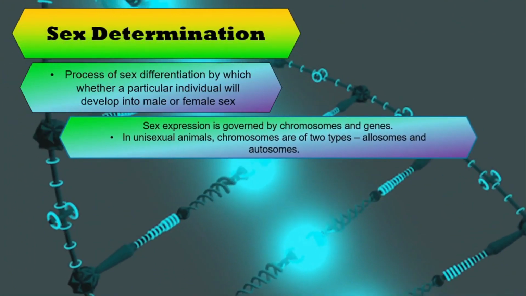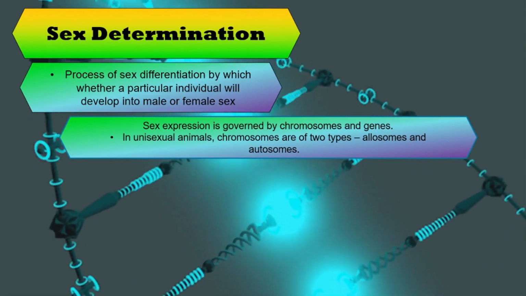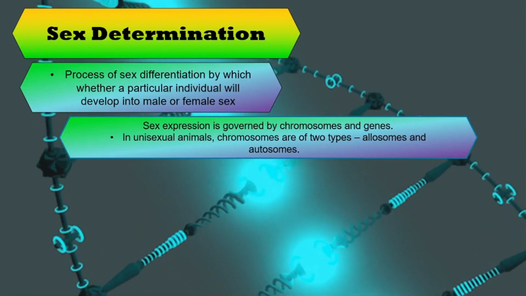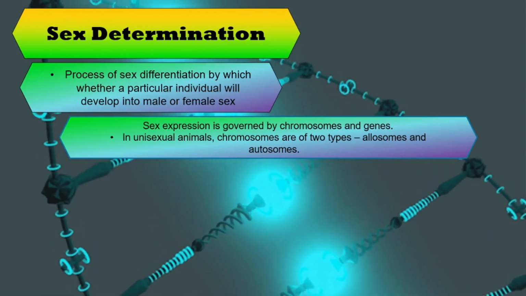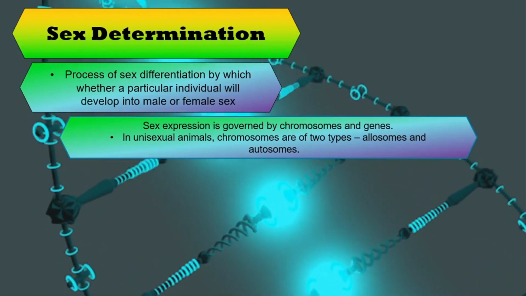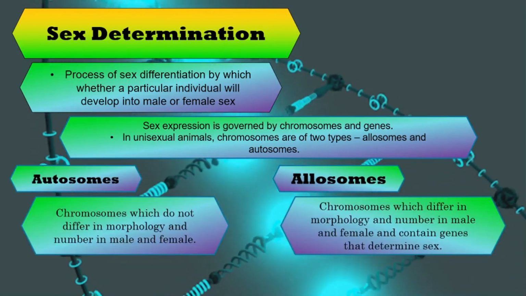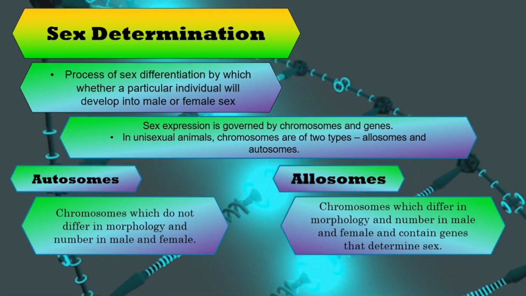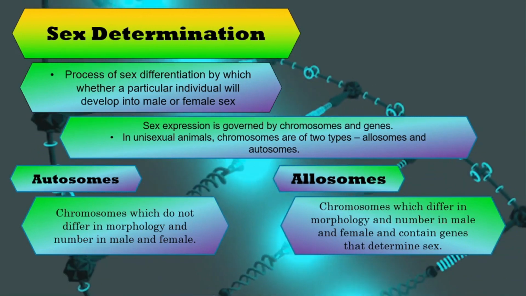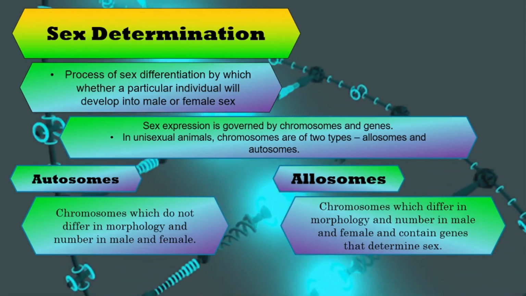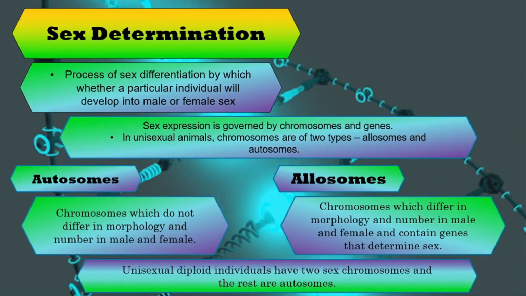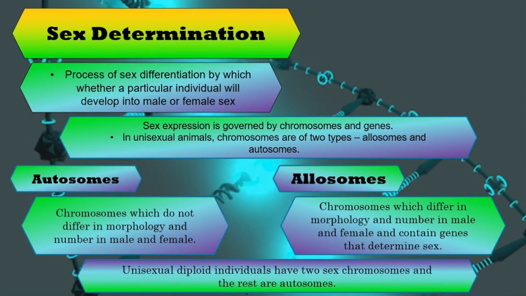How is sex determined? Sex determination is the process of sex differentiation by which a particular individual will develop into a male or female. Sex expression is governed by chromosomes and genes. In unisexual animals, chromosomes are of two types, allosomes and autosomes. Autosomes are chromosomes which do not differ in morphology and number in male and female. Allosomes are chromosomes which differ in morphology and number in male and female, and they contain the genes that determine the sex. Unisexual diploid individuals have two sex chromosomes, and the rest are autosomes.